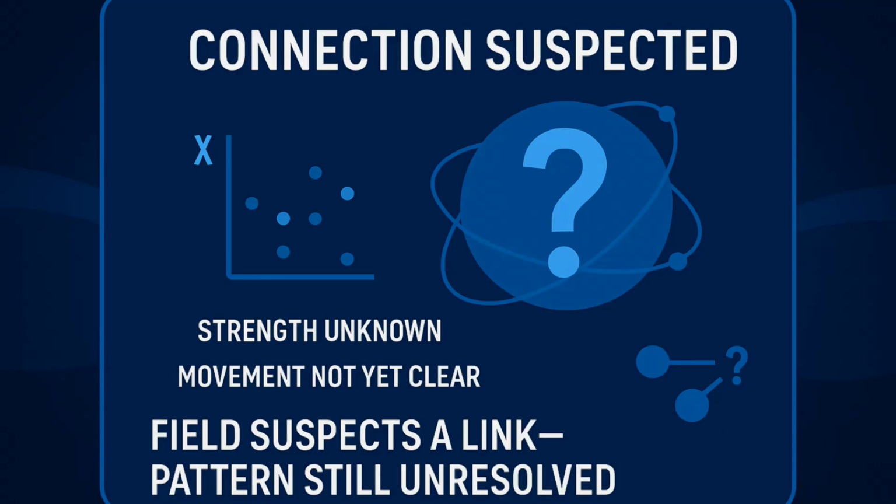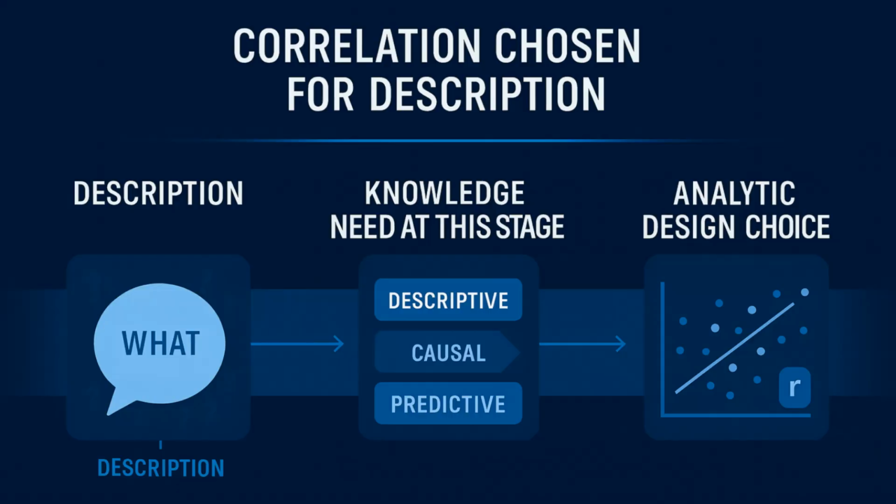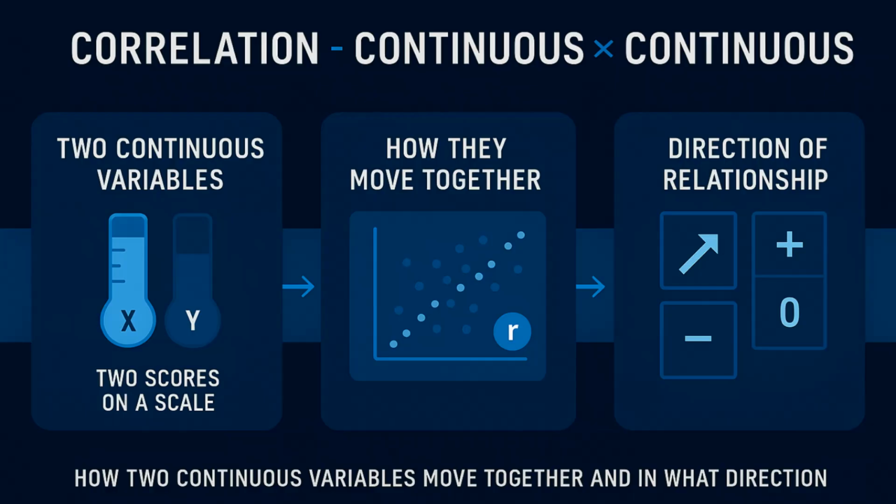The field suspects a connection, but does not yet understand how strong it is, or whether the variables tend to move together at all. Correlation is chosen because the knowledge needed at this stage is descriptive, not causal and not predictive. Correlation is used to examine the relationship between two continuous variables.